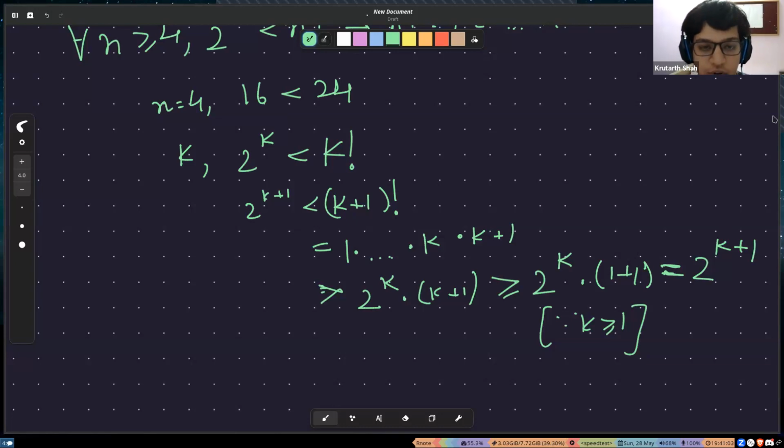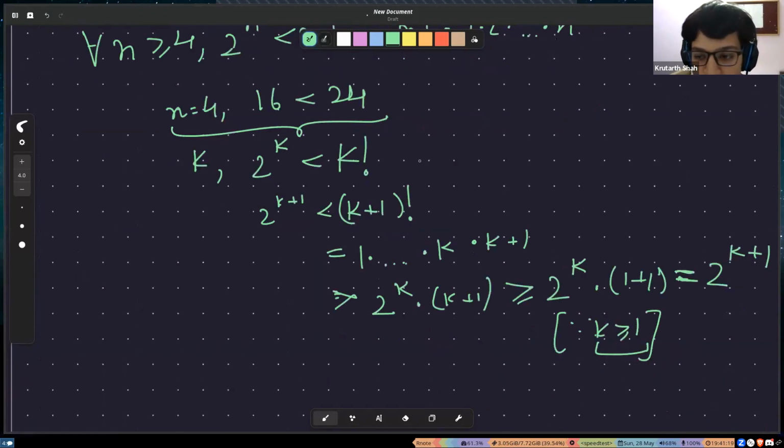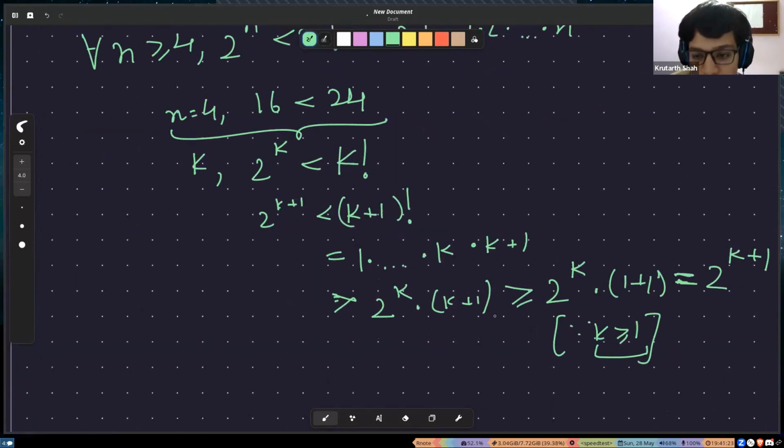So why do you think we needed n at least 4? Like, because here we just use k greater than or equal to 1, right? Why can't we just say for all n greater than or equal to 1? It does not work for 1, 2, 3. Yes, exactly. So we also needed the base case to hold, otherwise we can't move forward. Even though the induction hypothesis is working, till the base case is satisfied, we can't go forward. So base case is pretty important.